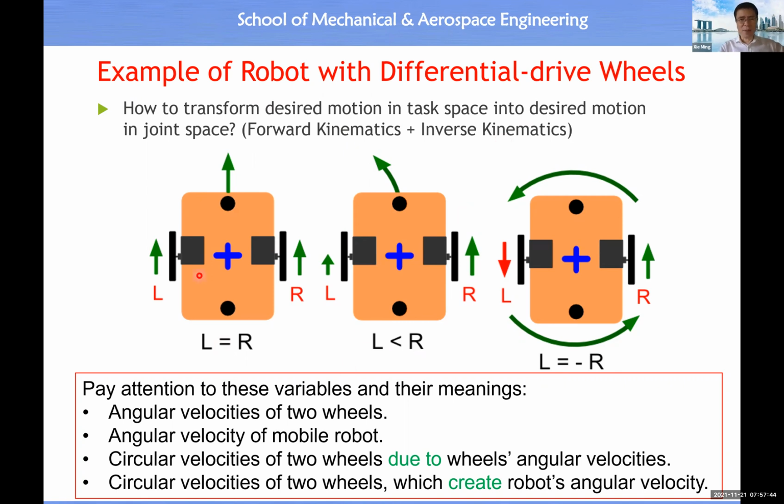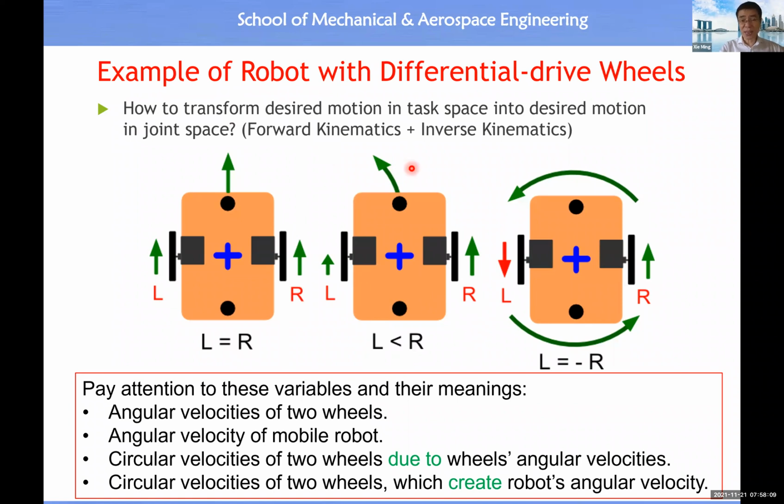Okay. For example, here we have a robot base with differential wheel drive mechanism. So you understand when the left wheel's velocity equals the right wheel's velocity, then this robot base will move straight. Okay. When the velocity in the right wheel is bigger than the velocity in the left wheel, then this robot will rotate.